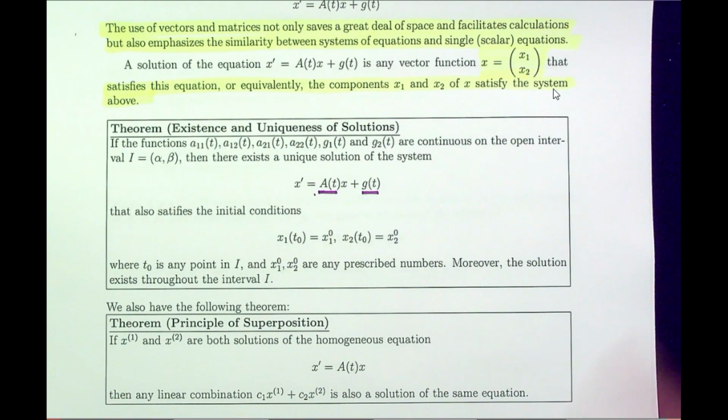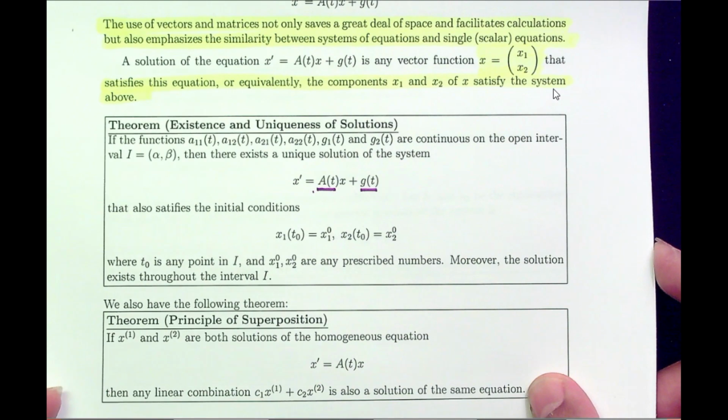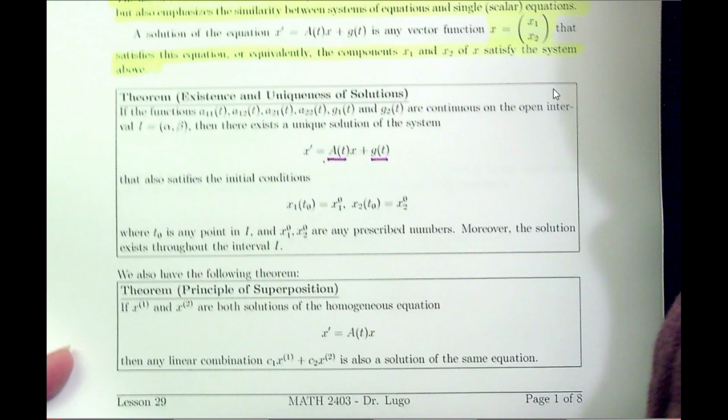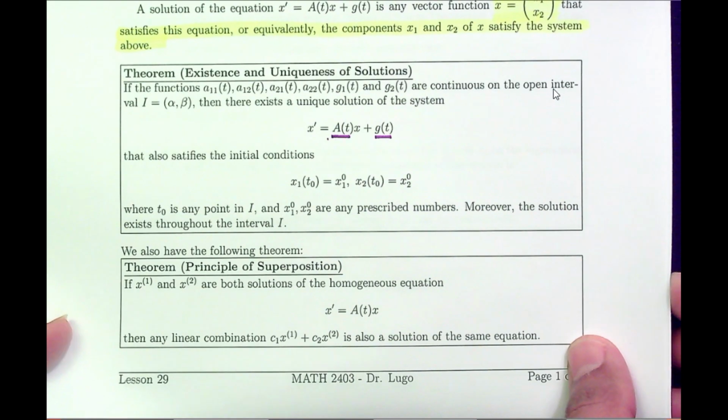So this is basically just the same as the single equation case. Everything needs to be continuous on an interval that contains the initial condition.